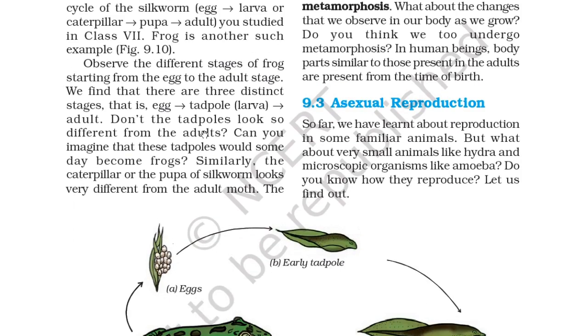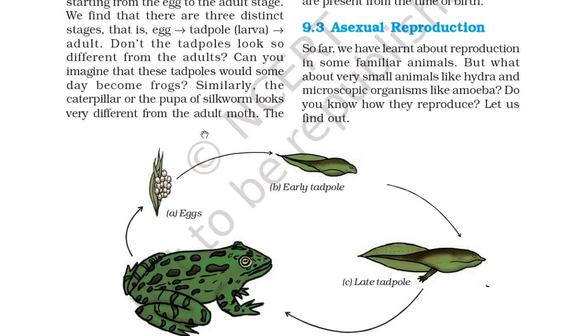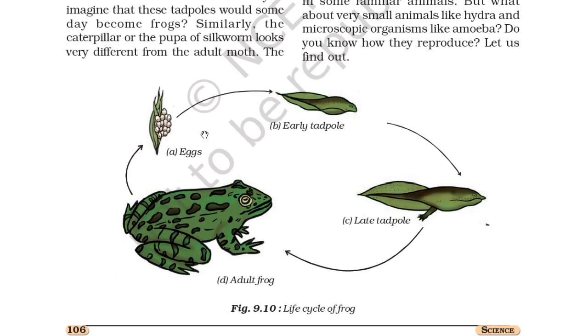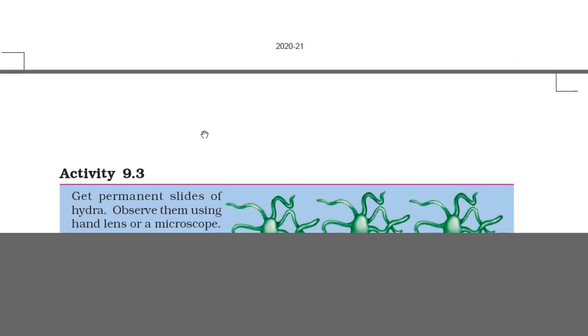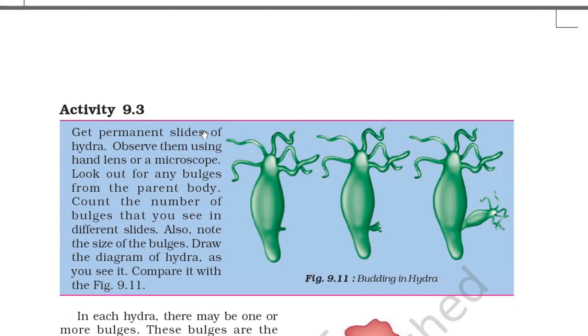So, 9.3 Asexual reproduction. So far we have learnt about the reproduction in some familiar animals, but what about very small animals like hydra and microscopic organisms like amoeba? Do you know how they reproduce? Let us find out. Activity 9.3: get a permanent slide of hydra.